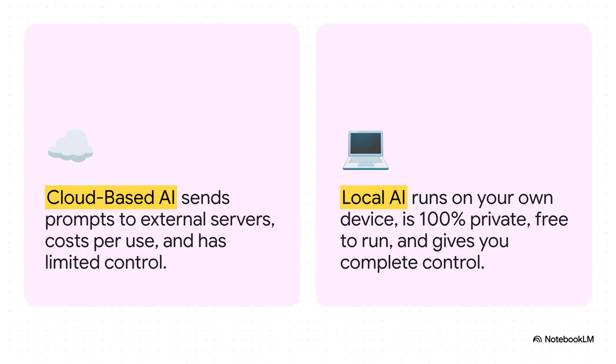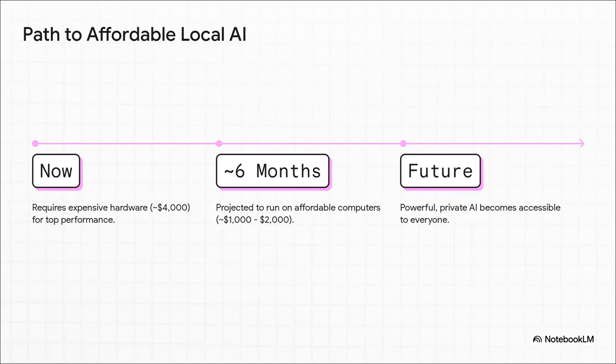Looking ahead, the biggest change on the horizon is the shift from cloud-based AI to local AI. So instead of sending your private prompts to some company's servers, local models run entirely on your own computer. This means your data is 100% private, you have complete control, and after the initial hardware cost, it's totally free to run. Now, let's be real.